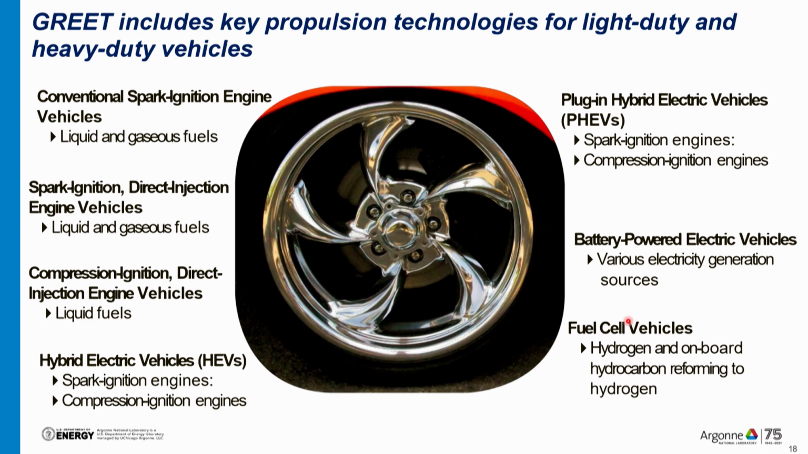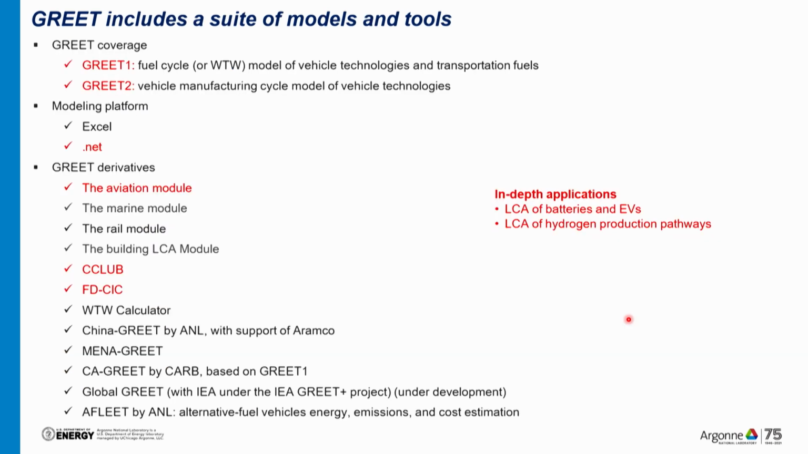And they also include propulsion technologies for light duty and heavy duty vehicles, when we are talking about wheel to wheel, in terms of hybrid electric vehicles, fuel cell vehicles, battery powered vehicles, plug-in hybrids, spark ignition, direct injection engine vehicles. So they are looking at propulsion. They do include propulsion technology. So it includes a suite of models and tools.